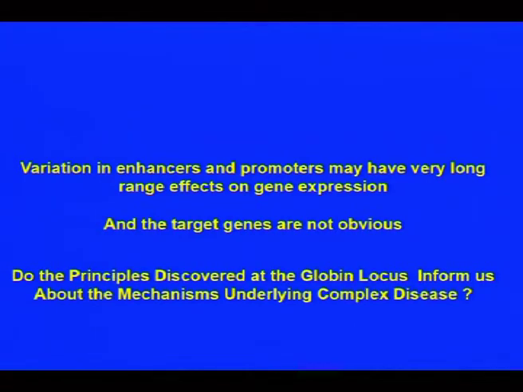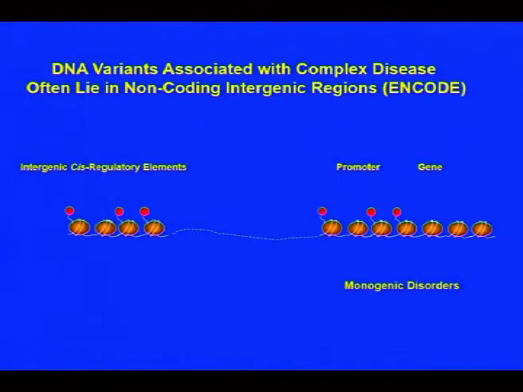So the next and the last part of my talk is really to say, do the principles that we've discovered at the globin locus inform us about the mechanisms underlying other forms of complex disease? In other words, we've looked at monogenic disease. Is this also what's happening in polygenic disease?